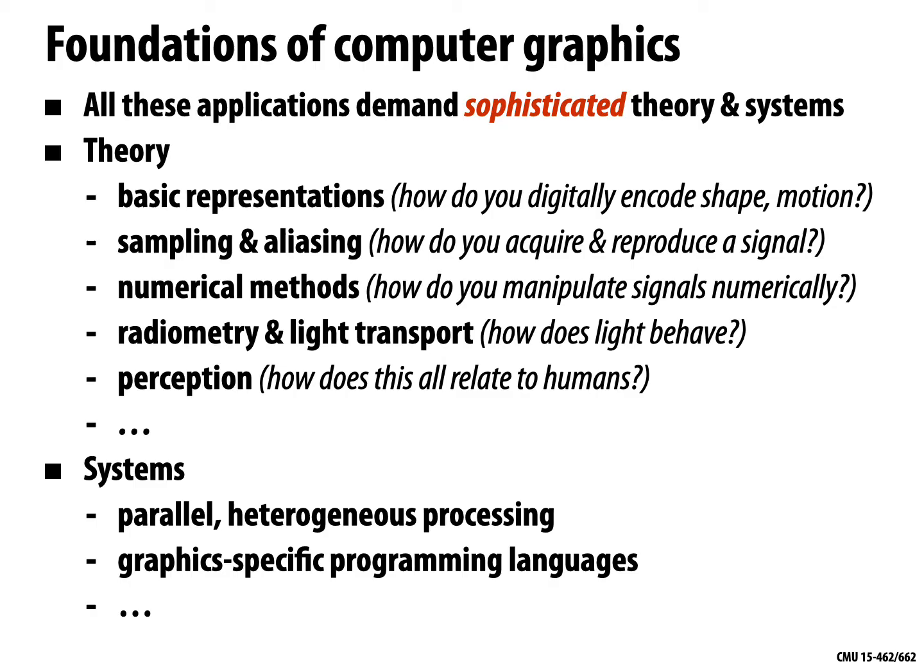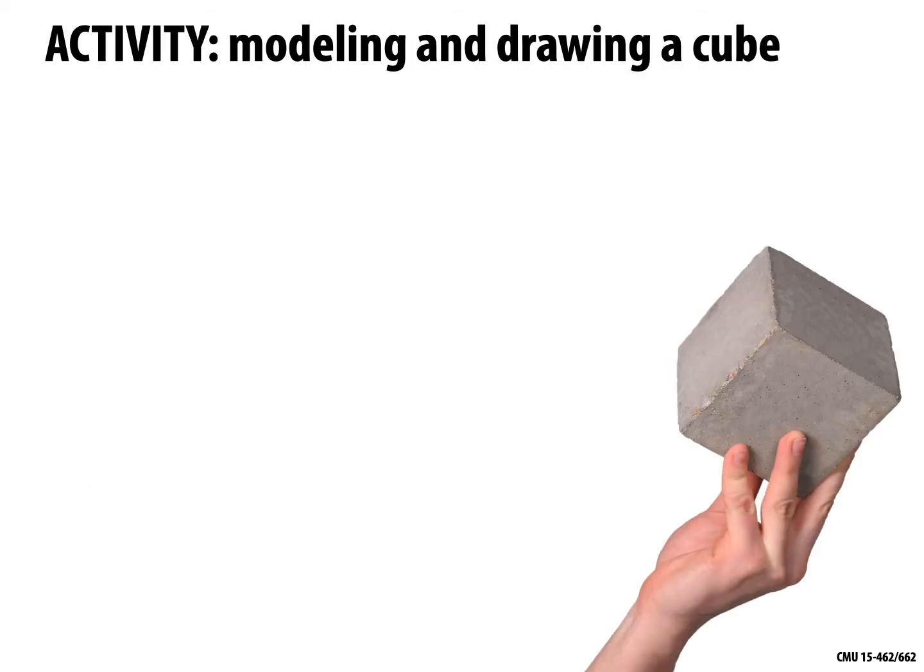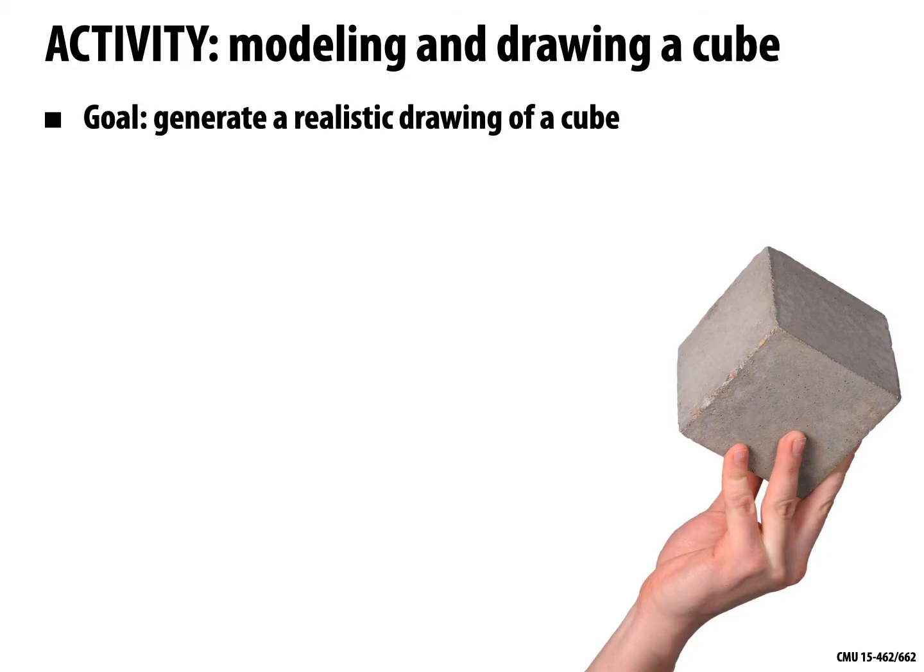Let's really dig in and get our hands on some concrete problem. And so what we're going to do for most of the rest of this lecture is try to think about how we can model a three-dimensional object, encode it as digital information, and then turn that digital encoding of the object into a picture, a two-dimensional picture that we can look at. Okay? And in particular, we're going to think about a very simple piece of geometry, just a cube. Okay, so we want to generate a somewhat realistic drawing of a cube, and we want to do that algorithmically, not just by sketching it on paper.